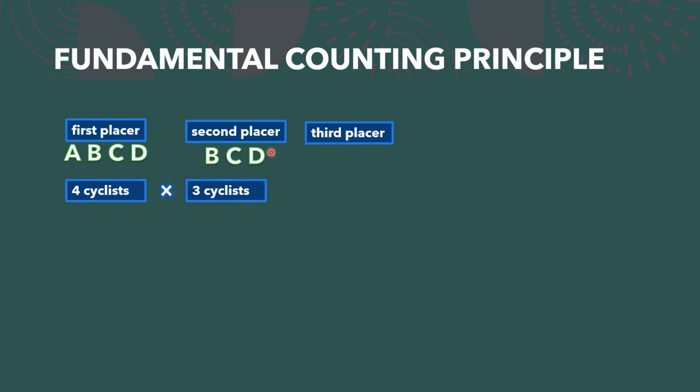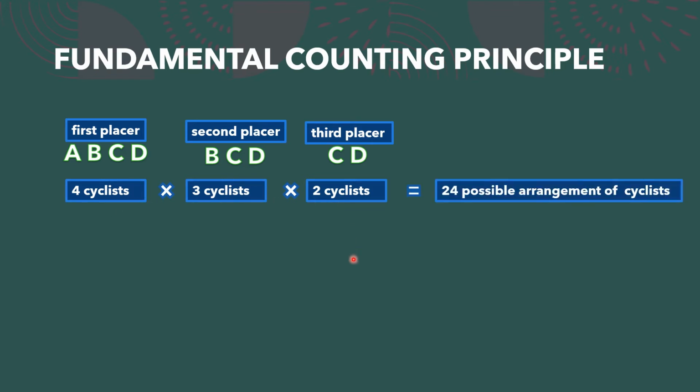Pagdating sa third placer, let's say nakaposition na si A at si B, si C and D na lang ang pwedeng ilagay sa ating third placer. So, 2 cyclists na lang ang pwedeng ilagay sa third event. And then, para malaman natin kung ilan yung total number of arrangement na pwedeng mangyari sa ating problem, i-multiply lang natin yung 4, yung 3, and 2. So, 4 times 3 times 2 is equal to 24 possible arrangement of cyclists na pwede nating ilagay sa first, sa second, and the third placer.